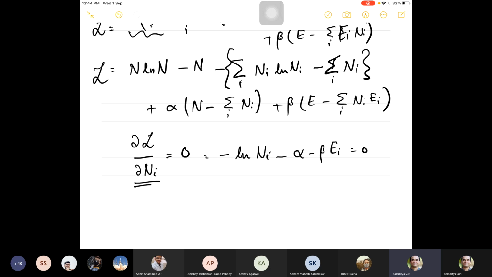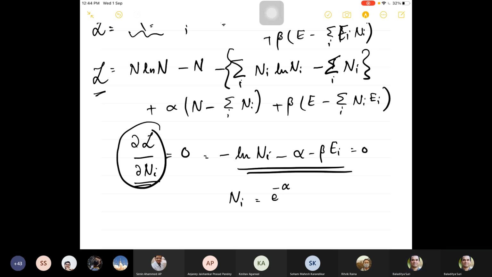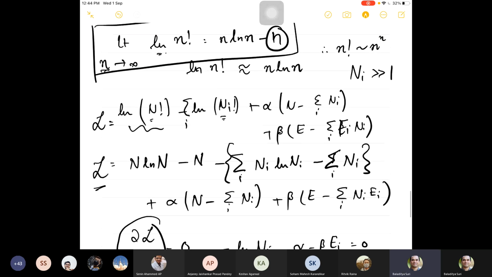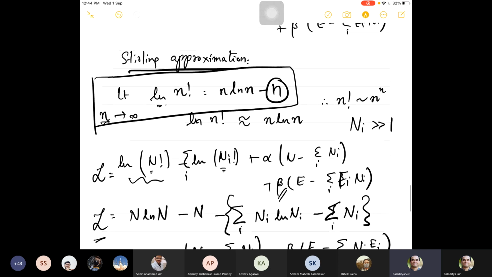I just got muted. So take this expression, write down delta L by delta Ni equal to 0 and verify that this is what you get. Minus ln Ni minus alpha minus beta Ei equal to 0. If you write this down carefully, you get e to the power of minus alpha times e to the power of minus beta Ei, where beta is some constant, which was actually one of our Lagrange multipliers.